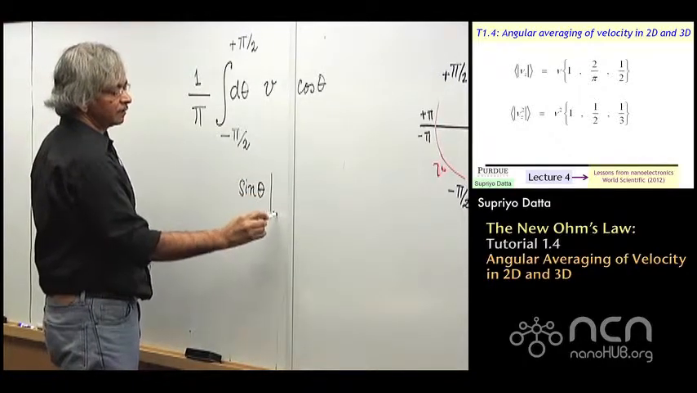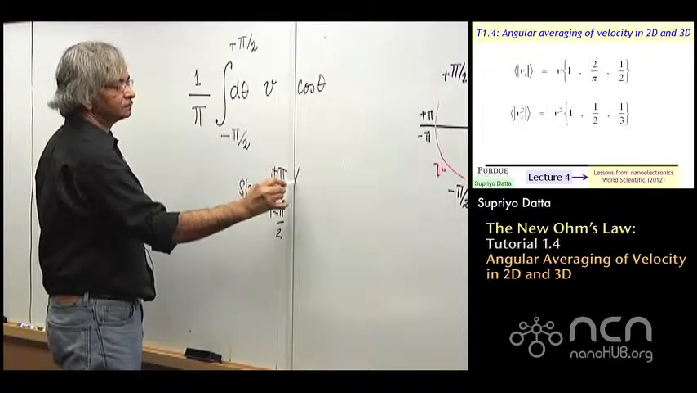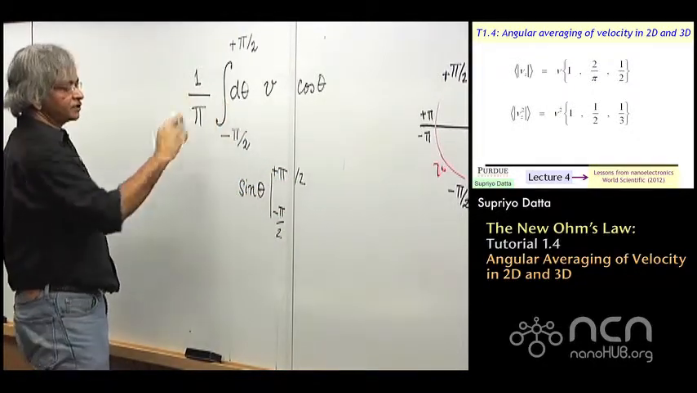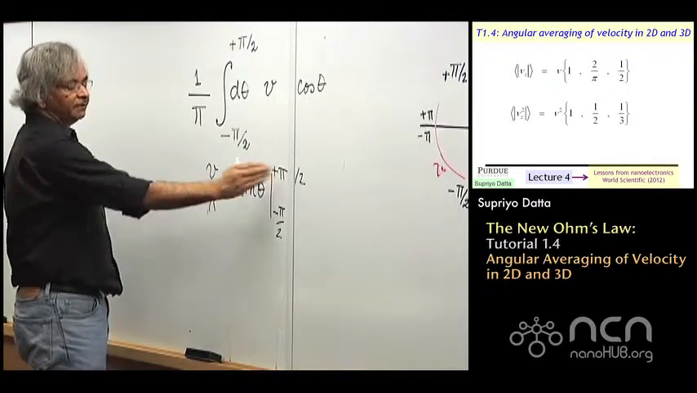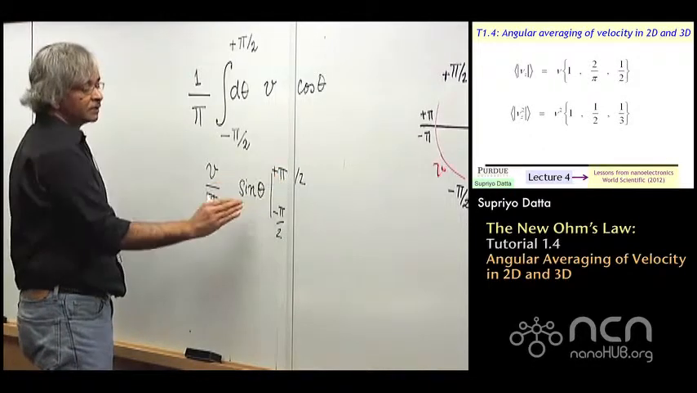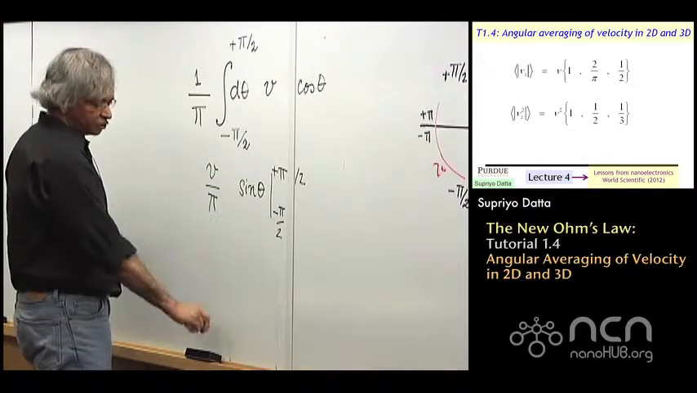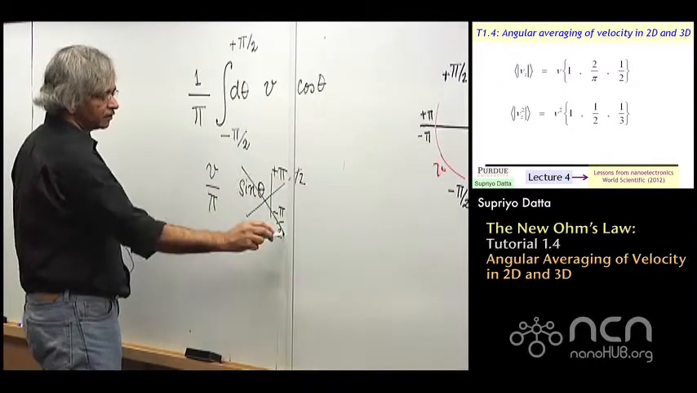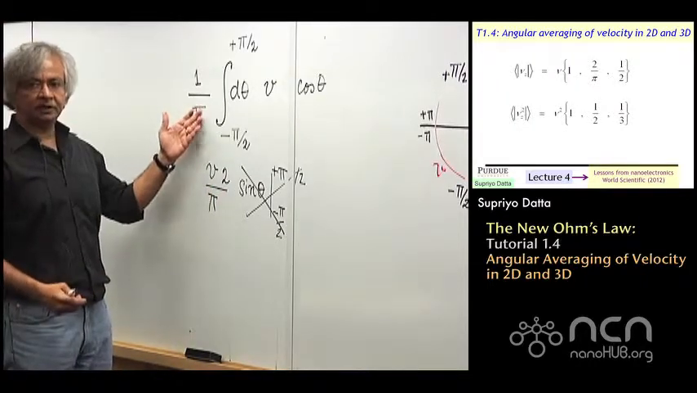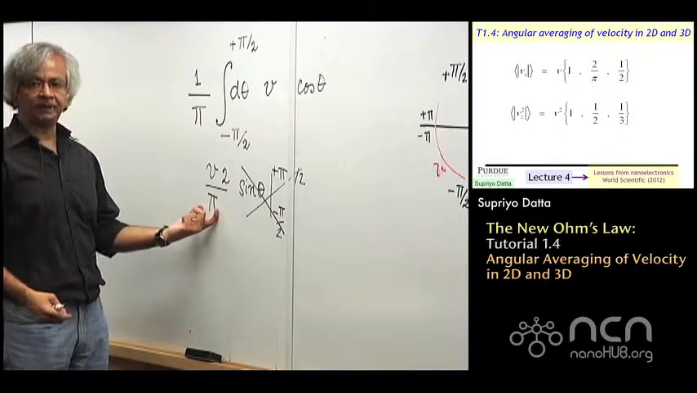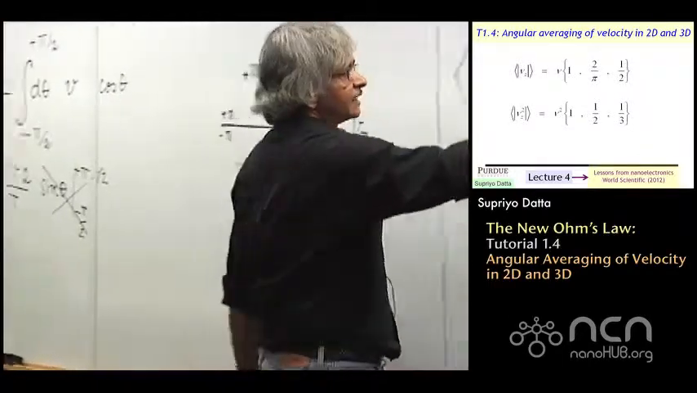So now when I integrate cosine theta, the answer is sine theta. And the two limits are minus pi over 2 and plus pi over 2. And the rest of it is V over pi. Now if you put in the limits, sine pi over 2 is 1, sine minus pi over 2 is minus 1. So 1 minus minus 1, that's 2. So this whole thing gives me 2. And so the average value of Vz in 2 dimensions is 2V over pi. And that then gets us this second result.